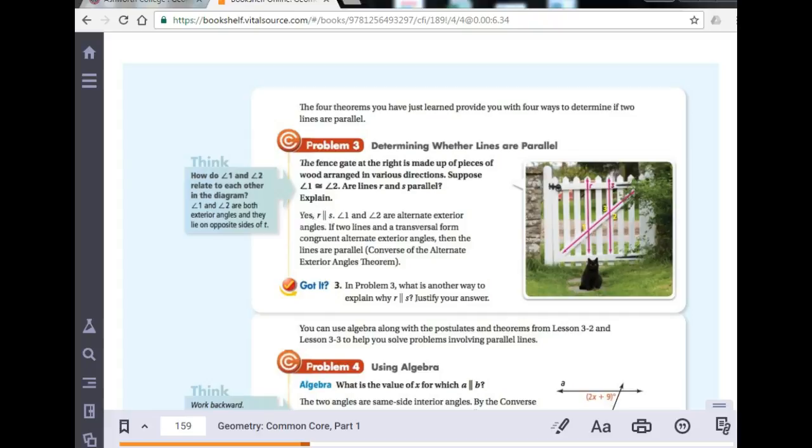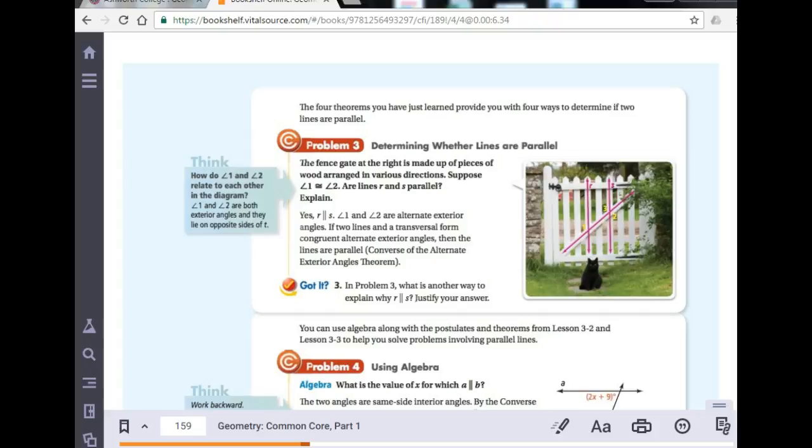R is parallel to S. Not because it looks like it, but because angle 1 and angle 2, if you look at these, are considered to be alternate exterior angles. And if those lines and the transversal form congruent alternate exterior angles, so we're saying if 1 and 2 are congruent, and it told us they were, then the lines must be parallel. And again, that is the converse to the alternate exterior angles. And that simply says that if those two angles, which are alternate exterior angles, are congruent to each other, then that helps me prove that line R is parallel to line S.